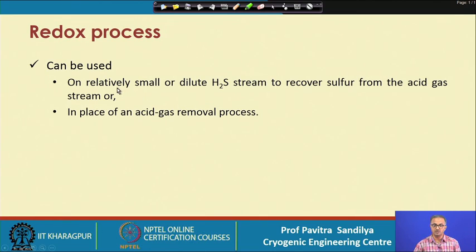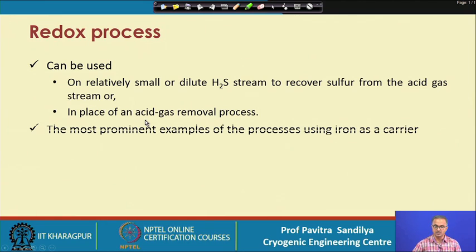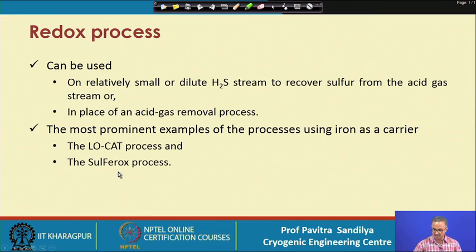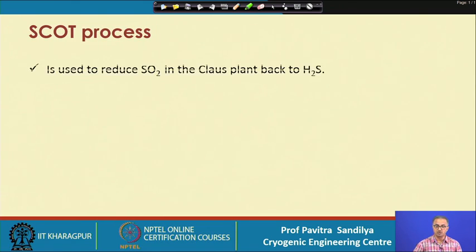This redox process can be used for small or dilute H2S streams to recover sulfur from the acid gas. In this case we are recovering sulfur directly, and this can be used in place of an acid gas removal process if the H2S concentration is less. These are the two variants of this redox process, LOCAT and Sulferox. We shall not be covering these two processes here, and it is possible to recover about 99% of the sulfur from the tail gas. Next we come to the Scott process.